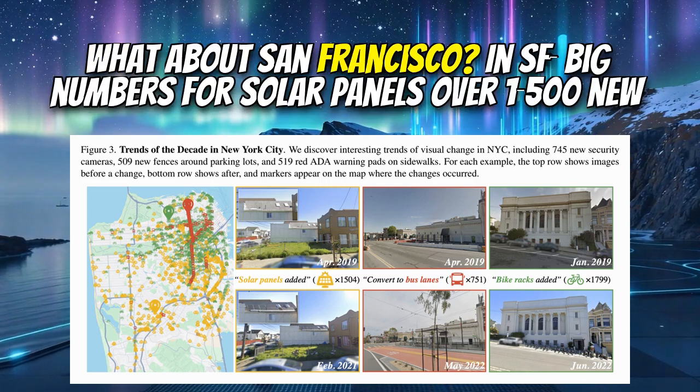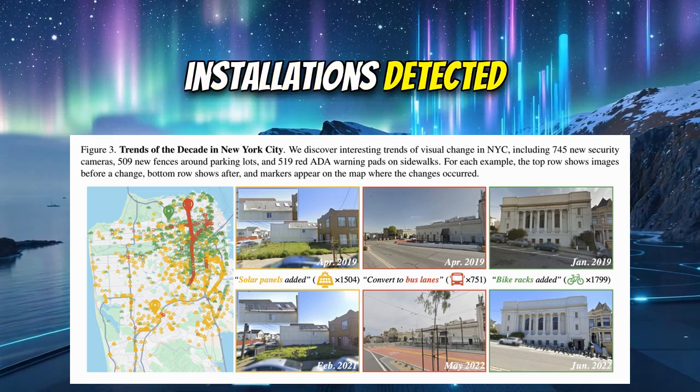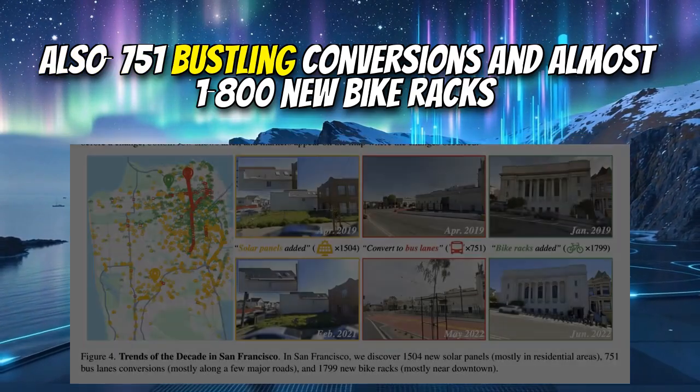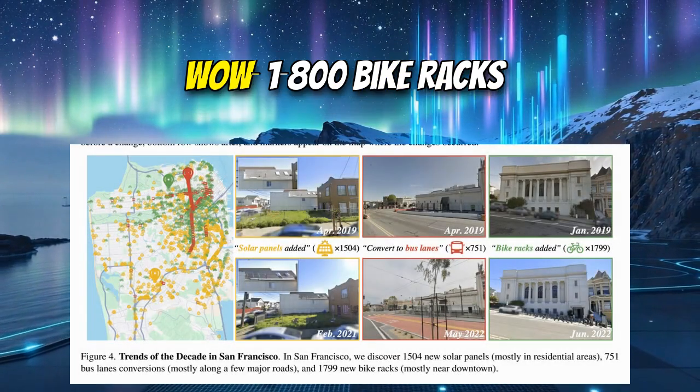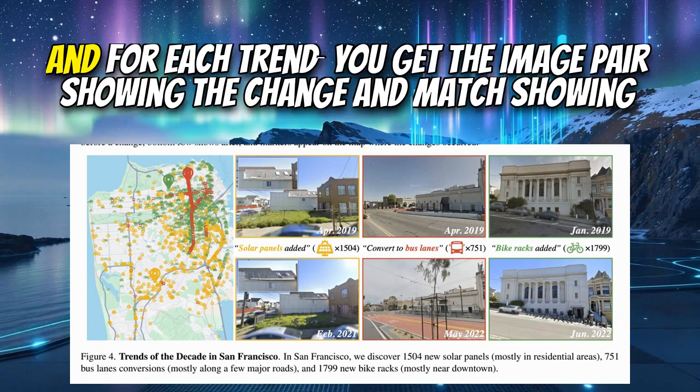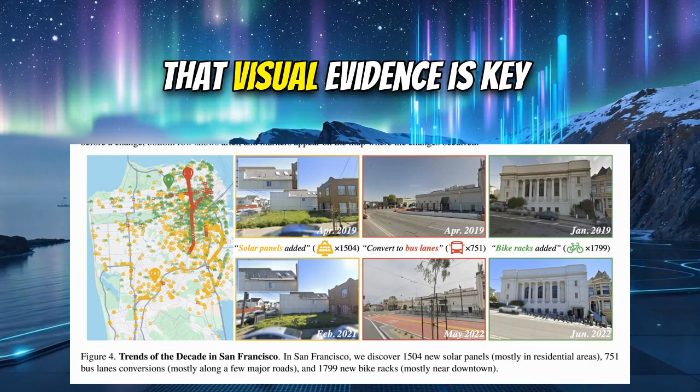What about San Francisco? In SF, big numbers for solar panels, over 1,500 new installations detected, also 751 bus lane conversions, and almost 1,800 new bike racks. Wow, 1,800 bike racks. And for each trend, you get the image pairs showing the change and maps showing where it happened most. Really valuable visual proof. That visual evidence is key.